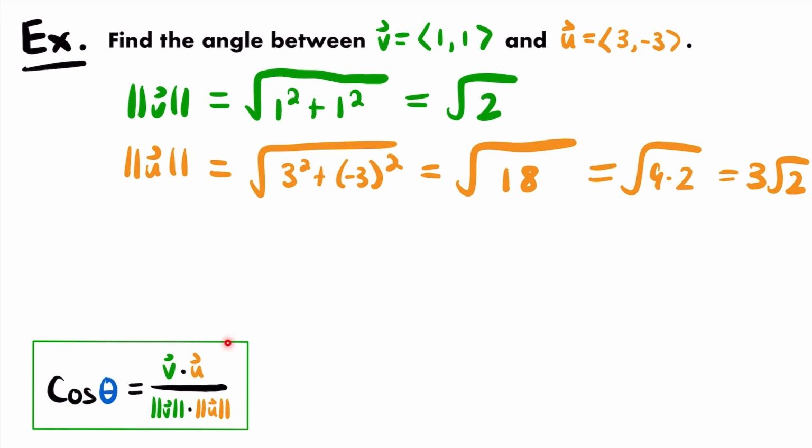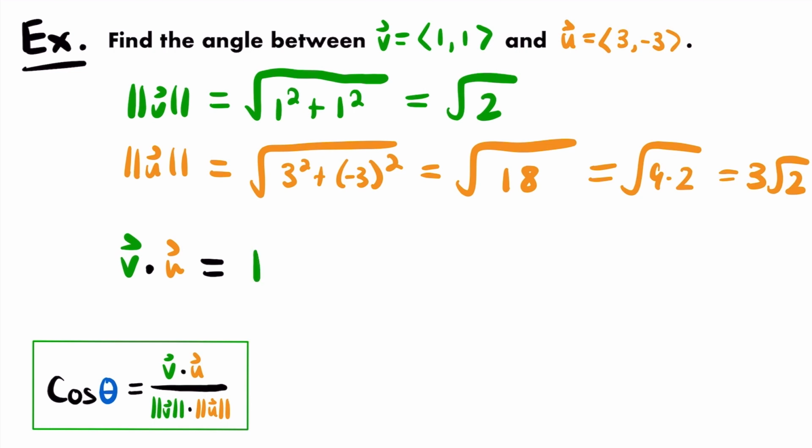Now all we need to set up this equation is the dot product of vector v and vector u. And so let's work on that next. The dot product of vector v and vector u will be equal to the sum of the product of corresponding components. In other words, we're going to multiply the x components together for our vectors and then add that to multiplying the y components together. So that will look like this.